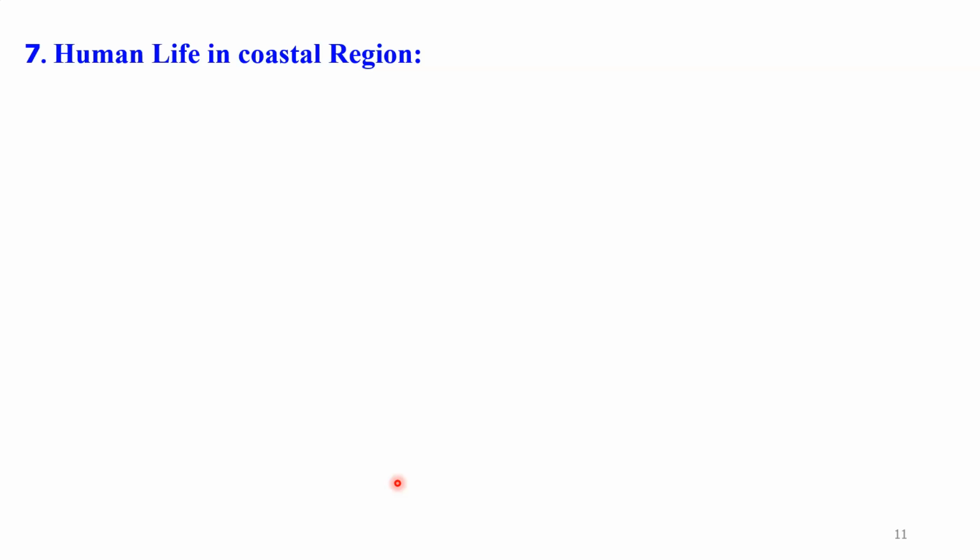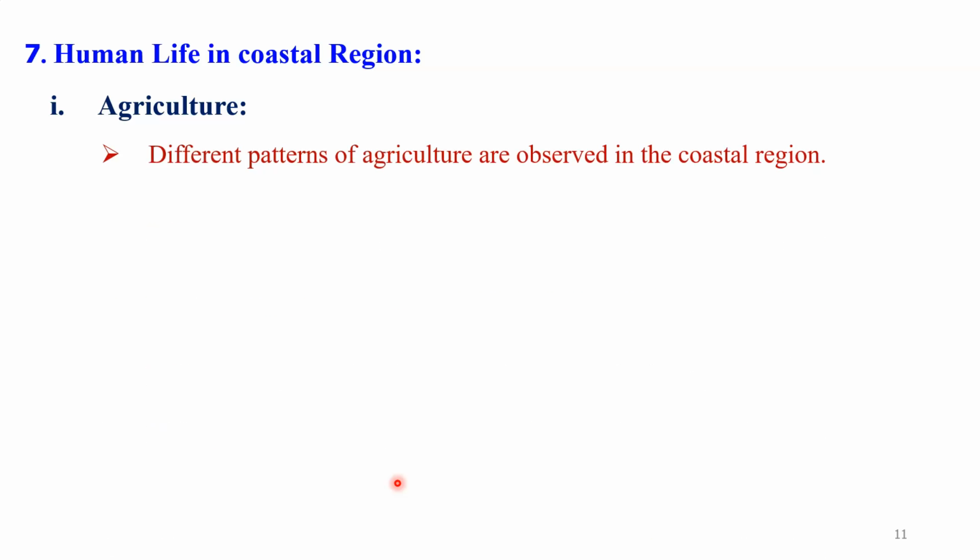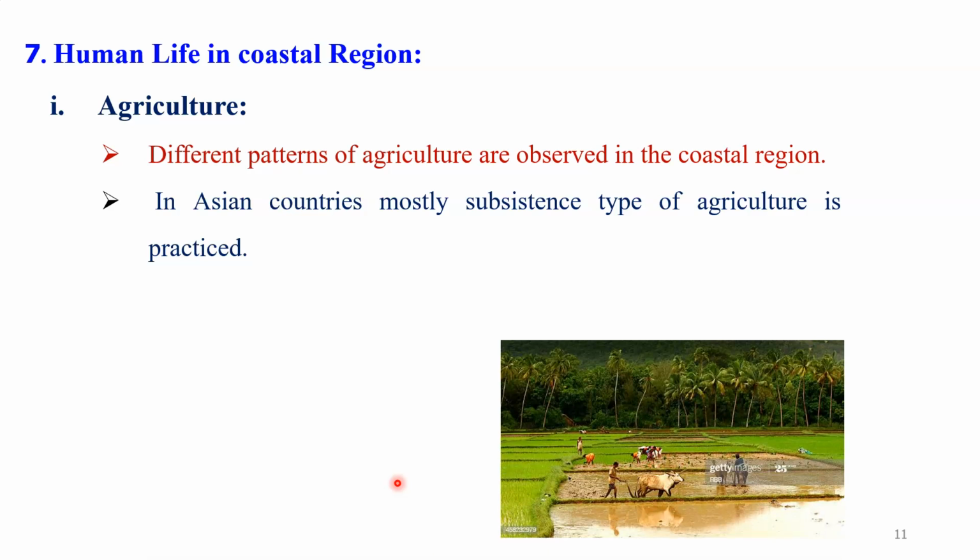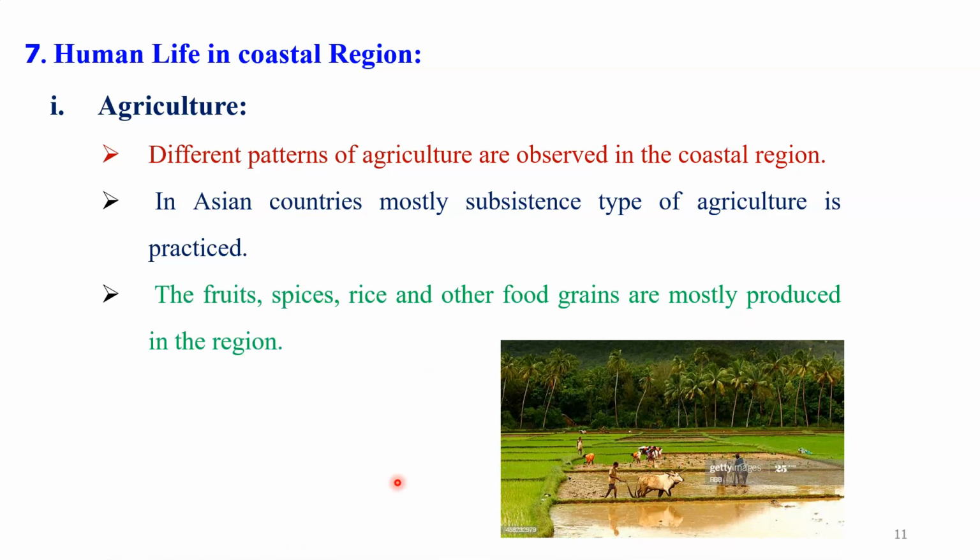Then we're talking about a very important topic, that is human life, the occupation that we observe in the coastal region. Especially agriculture is a very important occupation, especially in the area where we have fertile soil. In that area, we observe different patterns of agriculture.